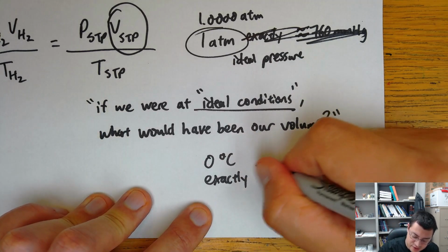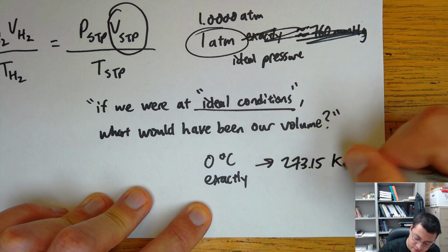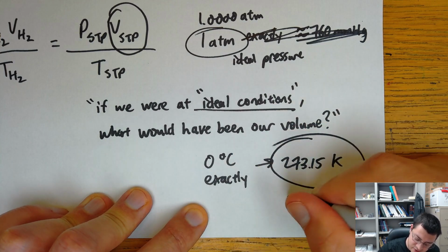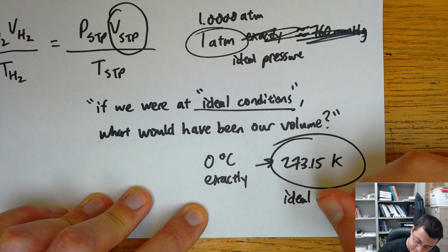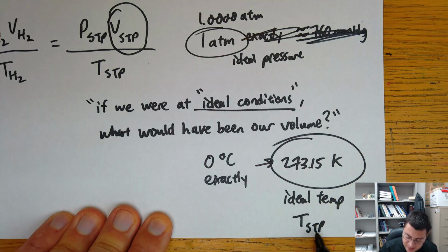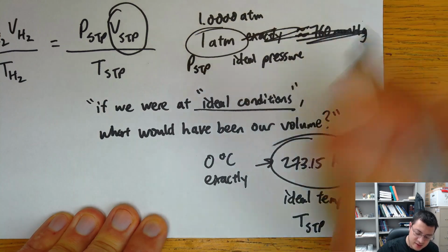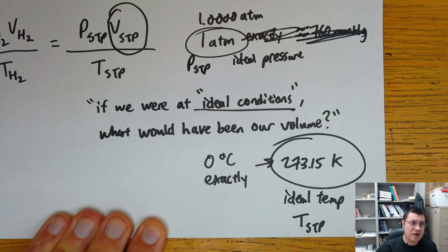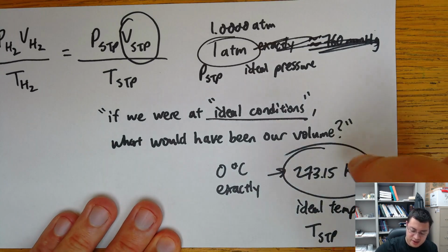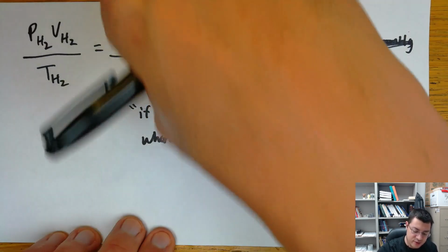And to get Kelvin, you just slap 273.15 into that. So this is your ideal temperature. Okay, so ideal temperature would be T STP. STP again is for standard temperature and pressure. So that's T STP, and then this is your P STP. All right, so after all that rigmarole, it just boils down to, hey, just take these two and plug and chug there for those.